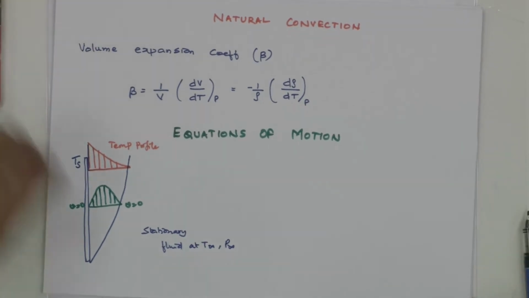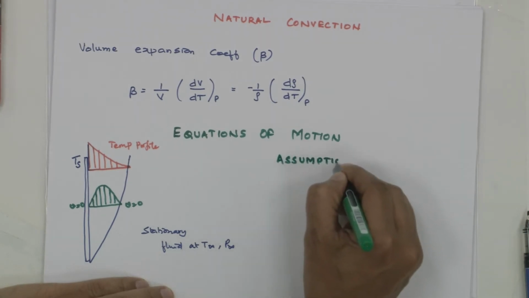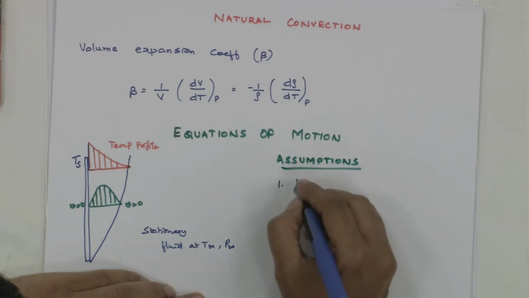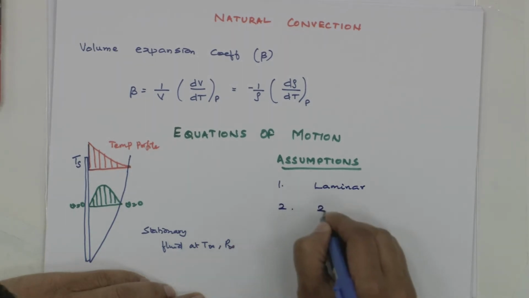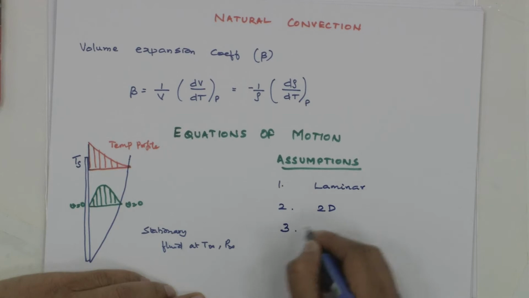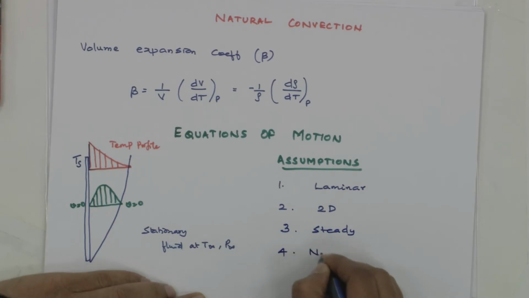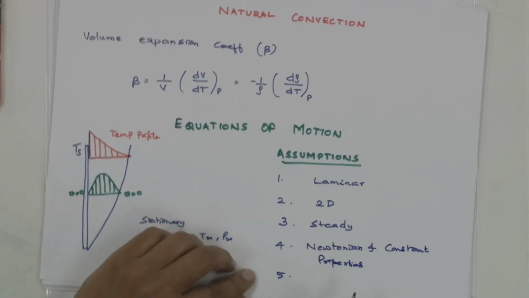If I consider the assumptions, what are the assumptions? What I am going to assume is that the flow is laminar. Natural convection flow is laminar. I am taking it as laminar, and it is two-dimensional, and the flow is steady, things are not varying with time, and the fluid is Newtonian with constant properties, but with an exception that the density variation I will consider only in the body force.